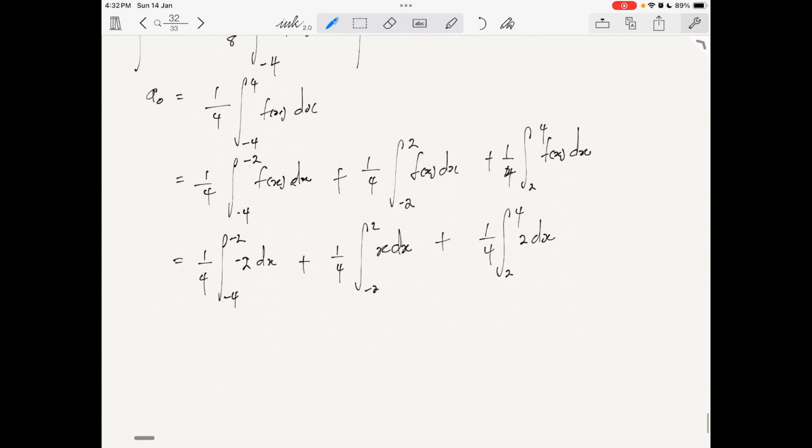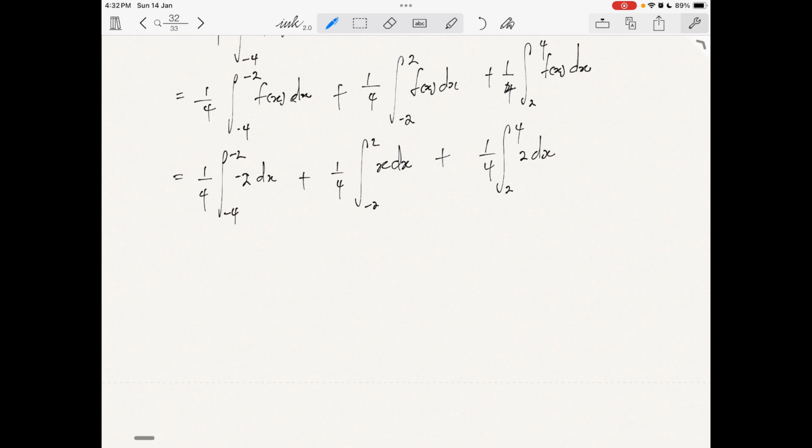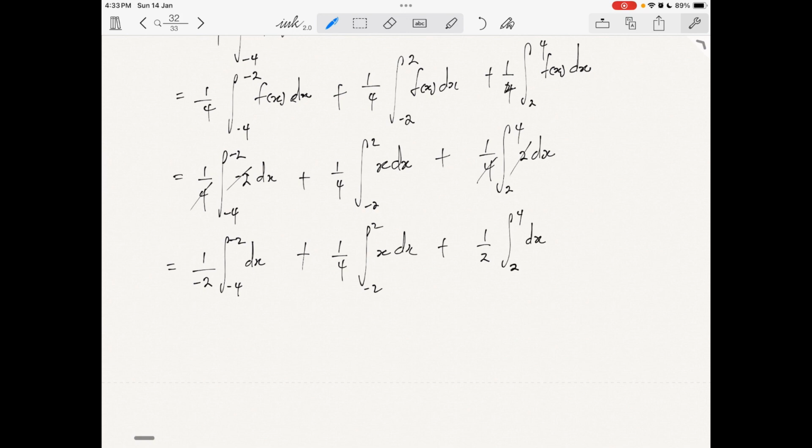And now with this done, we can simplify it further and say that this will give us 1 over 4. Minus 2 can cancel out 4, and we'll be left with 1 over minus 2, or minus 1 over 2, integral of minus 4 to minus 2 dx plus 1 over 4 integral of x dx from minus 2 to 2. This can reduce, and we're left with 1 over 2 integral of 2 to 4 dx.